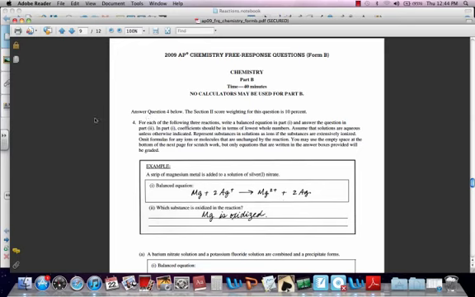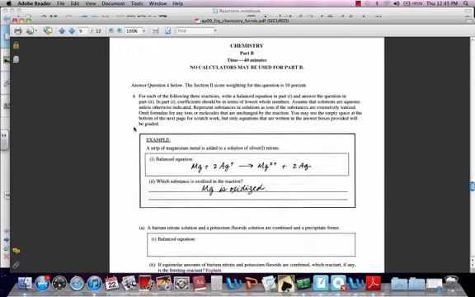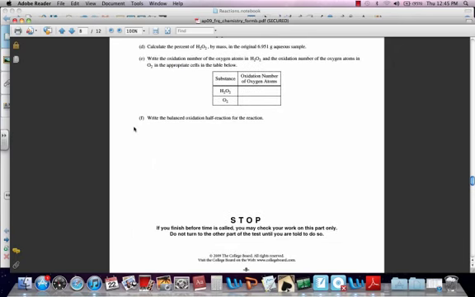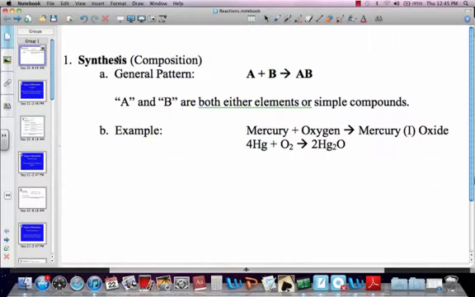Every year on the AP Chemistry exam, question number 4 on the free response section is all about reactions. You have to write out the reaction, you have to balance the reaction, and then there are some follow-up questions about that. So the next unit that we're going to start is all about question number 4. You can call this unit Question Number 4 if you would like, but it's all about reactions.